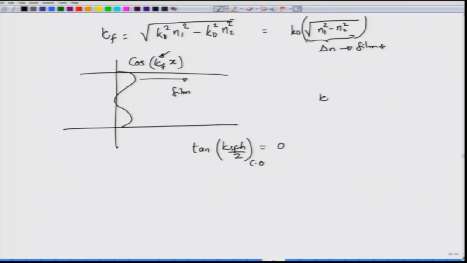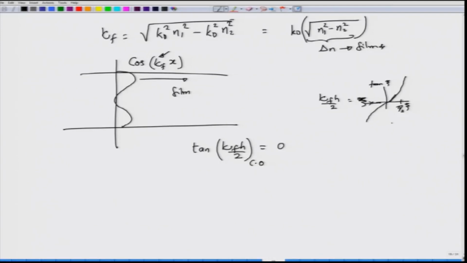So, if you think of kappa f h by 2 as some variable x, or maybe some other variable say zeta, and as zeta keeps on increasing, if you were to plot tan of zeta with respect to zeta, this is how you would find. At pi by 2 this would go off to infinity, at 0 it would be 0, and then on the negative side at minus pi by 2 this would go away to minus infinity.